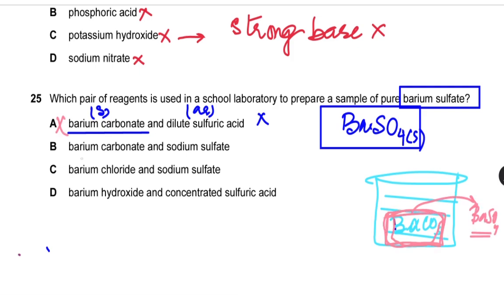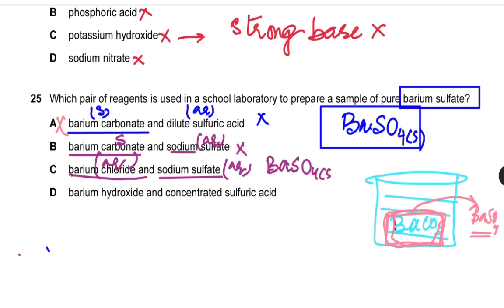Now come towards barium carbonate, again the solid, and it will not react with sodium sulfate. All sodium salts are aqueous, so it will not react with it. Barium chloride, yes, it is an aqueous solution of barium chloride. This one is water soluble, and sodium sulfate is water soluble. Two aqueous solutions are there. They can form barium sulfate solid. So this option seems correct.